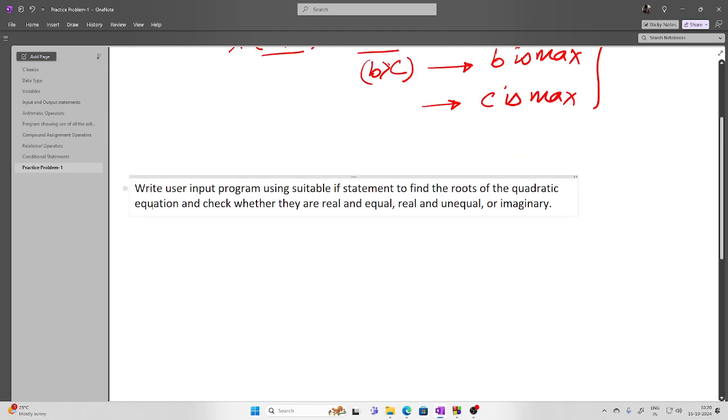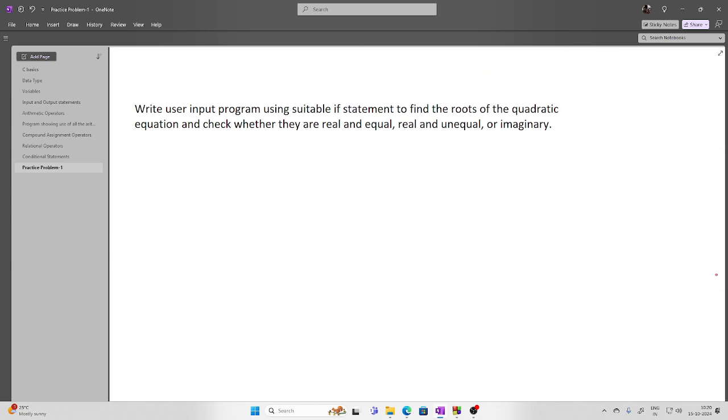Here you have to write a user input program using a suitable if statement to find the roots of the quadratic equation and check whether they are real and equal, real and unequal, or imaginary. If you look at the problem, for any quadratic equation, the general expression is ax square plus bx plus c is equal to 0.